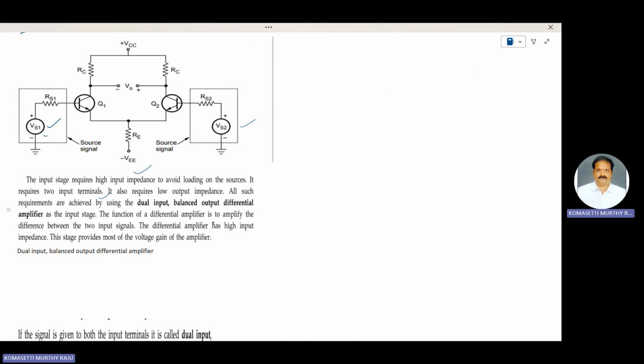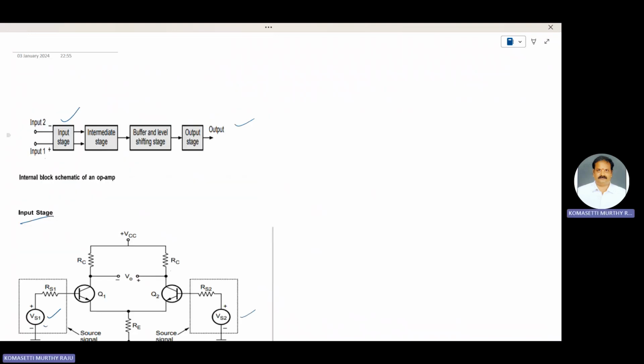The function of a differential amplifier is to amplify the difference between the two input signals. The differential amplifier has high input impedance. This stage provides most of the voltage gain of the amplifier. The input stage of an operational amplifier is a dual input, balanced output, differential amplifier.